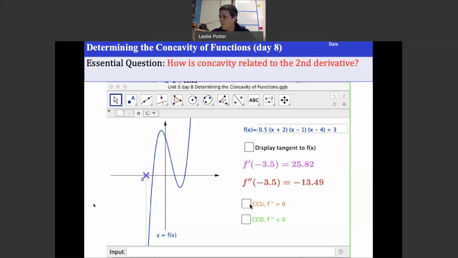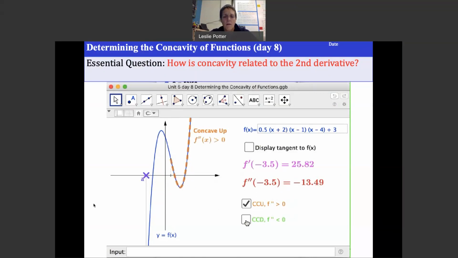Concavity is a way of describing the curvature of a function. And one type of concavity is something called concave up. And so concave up, you can kind of think of a cup, or concave up holds water. So the part of the graph that would hold water would be this part of the graph here. So this part is concave up, just from a visual perspective.